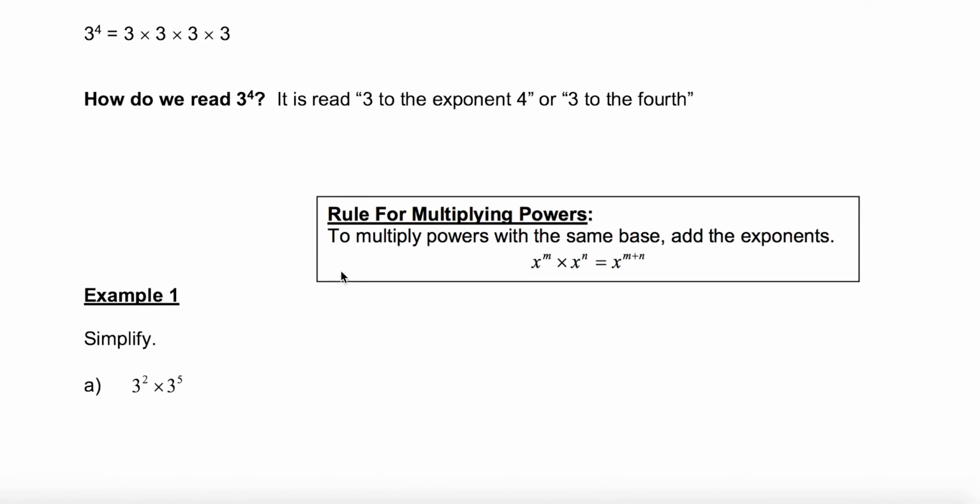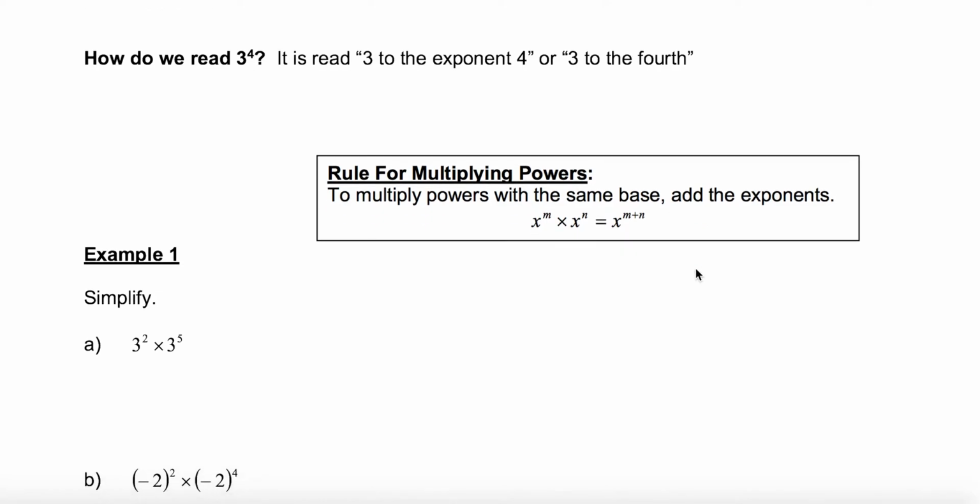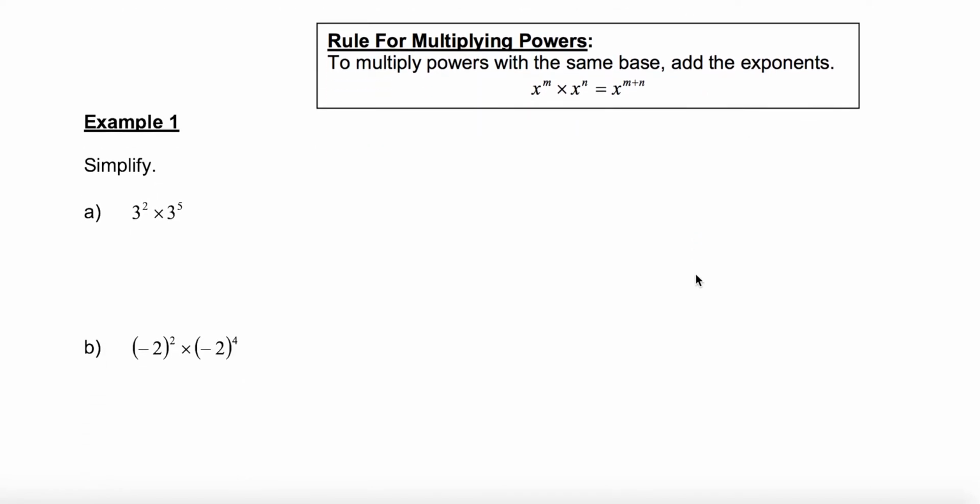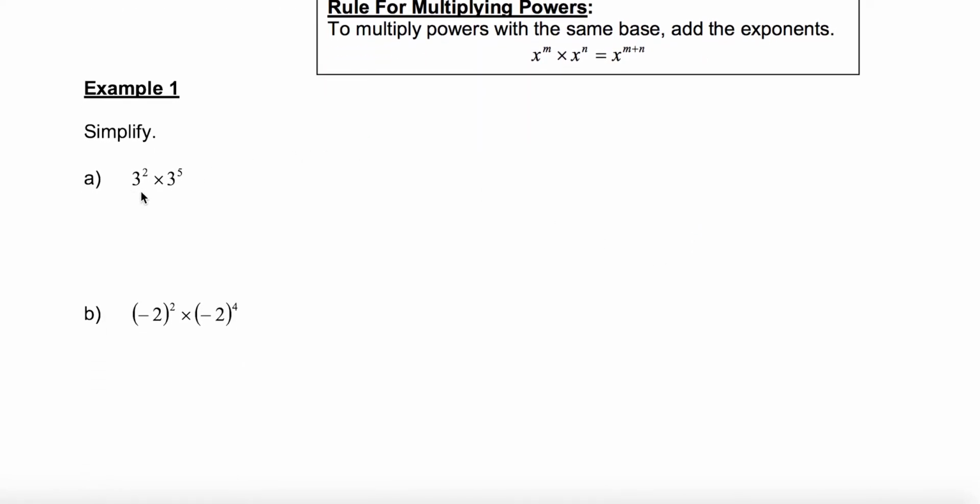So some rules that you've seen before. The rule for multiplying powers: if we multiply powers that have the same base, we add the exponents. So you'll notice here in example 1, the bases are both 3's. When that happens, it saves us time. We can just say that 3 squared times 3 to the 5th, if I add my exponents up, is 3 to the 7th.